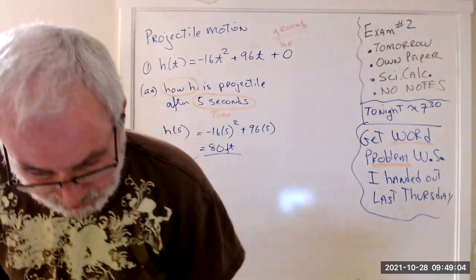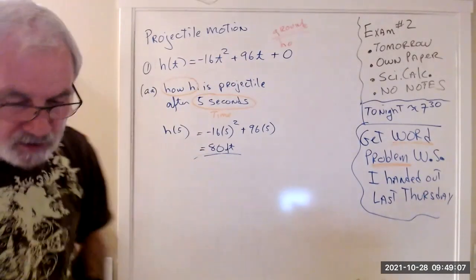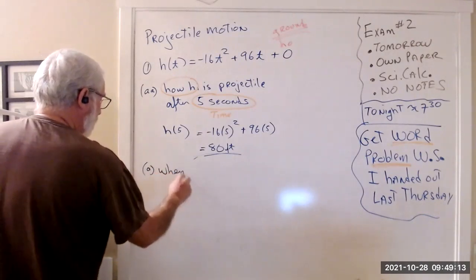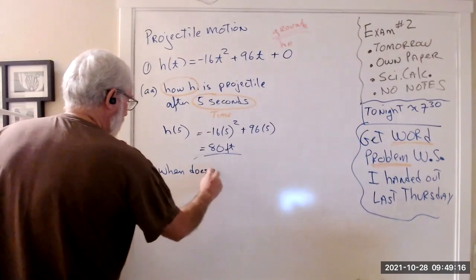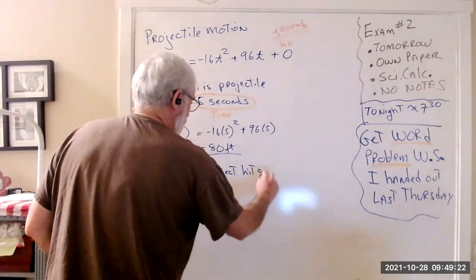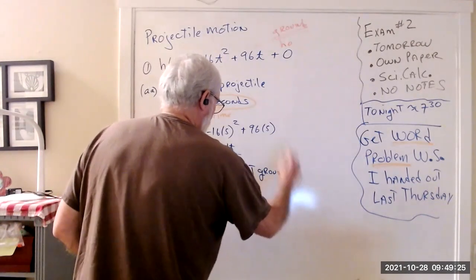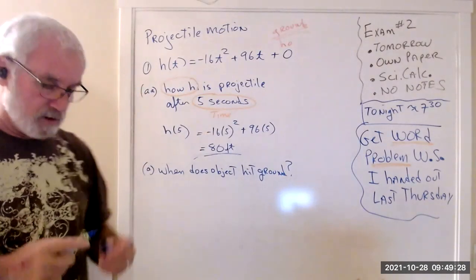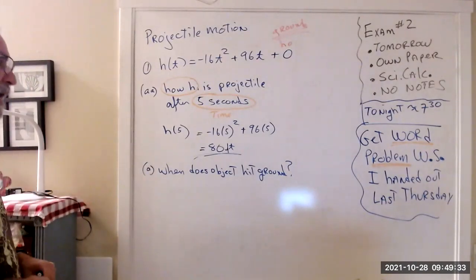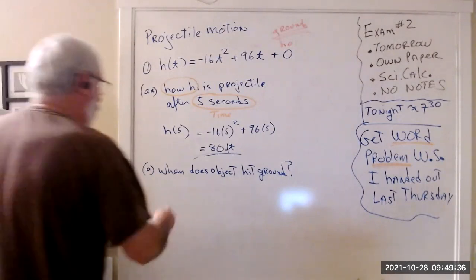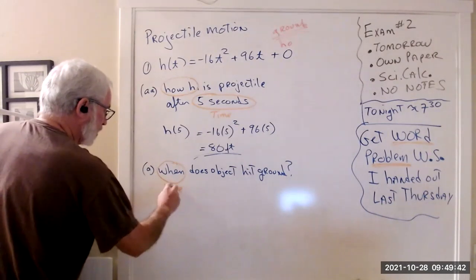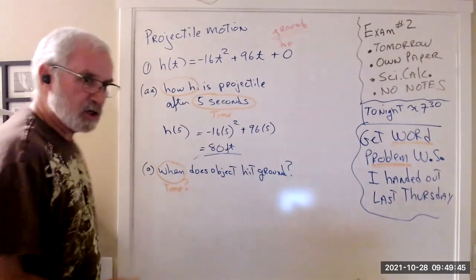Now, reading the second question. When does the object hit the ground? This is actually question A. When does the object hit the ground? Question mark. Now, again, this comes down to your reading of English. First off, when means the time is unknown.